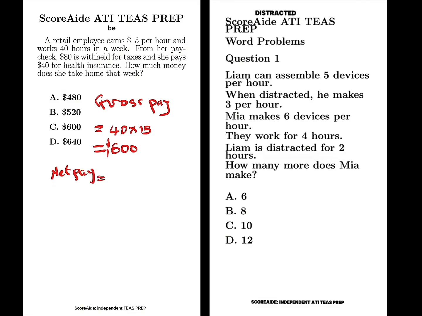It's going to be 600 minus the deductions, right? So we have $80 and $40. So that is going to be 600 minus 120, which is equal to $480, right? So that is A. That is the answer. So she's going to take home $480.